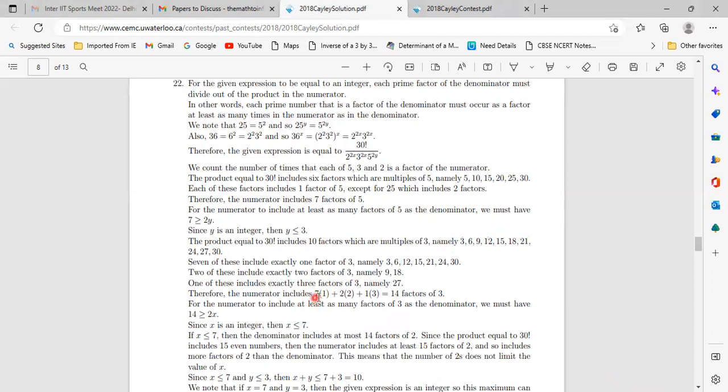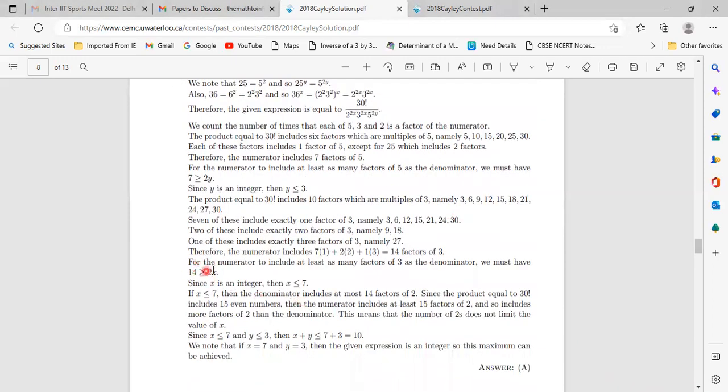So it's 7 into 1, 2 into 2, 1 into 3. So it's 7 plus 4 plus 3, which will give you 7 plus 7. So you're going to have 14 factors of 3. So now you can write 14 is greater than or equal to 2x, because 2x is the corresponding power for the 3. So now you're going to repeat the same for 2 as well. Can you try for 2?